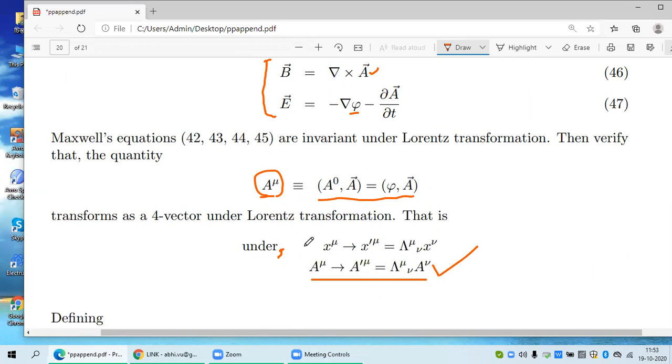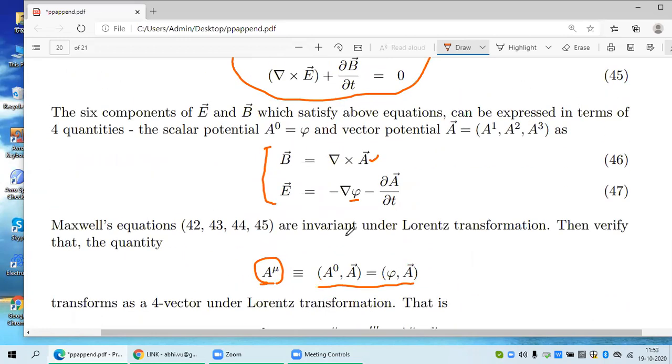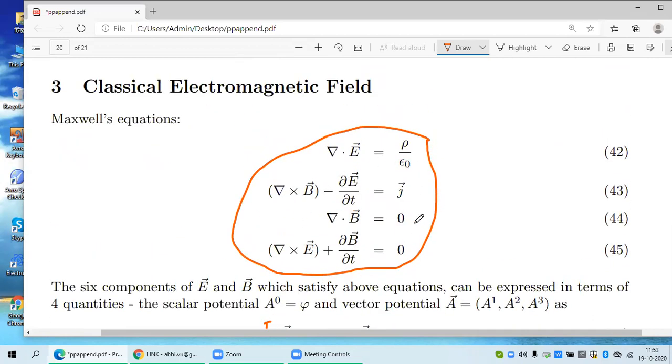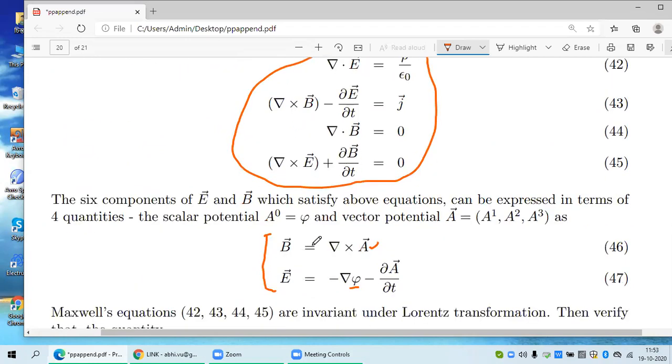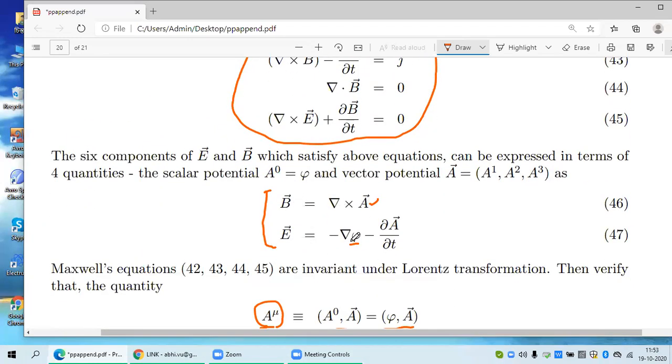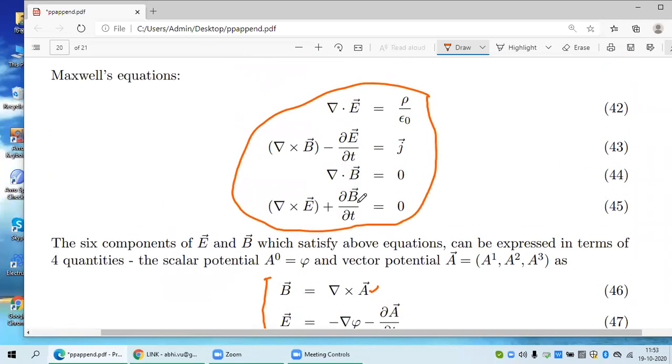Anything carrying an index mu will not make it a 4 vector. It should transform in the way a coordinate transforms, then it becomes a 4 vector. If space-time coordinate transforms, then it becomes a 4 vector. So A mu is a vector, and A mu are functions of x and t. Now you try to write down all these Maxwell's equations in terms of A mu, because E and B can be expressed in terms of components of A mu. So ideally, you can express this in terms of A mu.